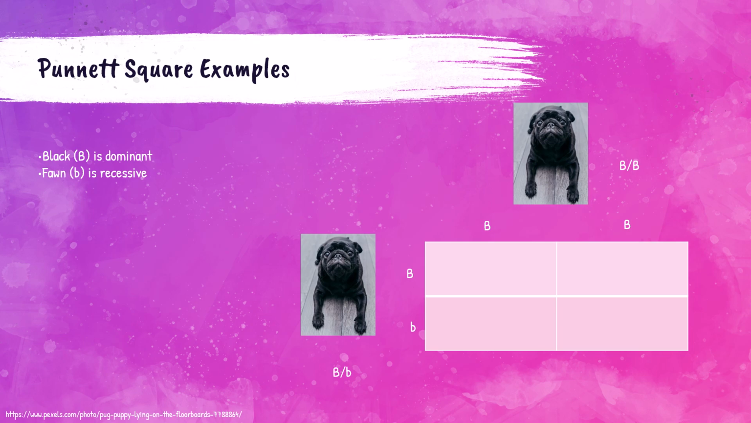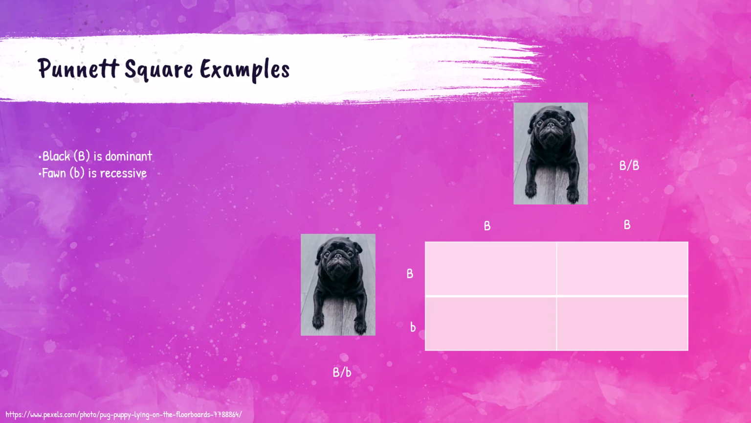Okay, so let's look at a different Punnett square example. In the last slide, we bred two black pugs together. And both of those black pugs were big B, right? So were those homozygous for big B, or are they heterozygous for big B? The answer is they were homozygous for big B because they had two alleles that were both big B. So the difference in this example is we're going to use one homozygous big B parent and produce the offspring of the mating with a heterozygous big B pug.